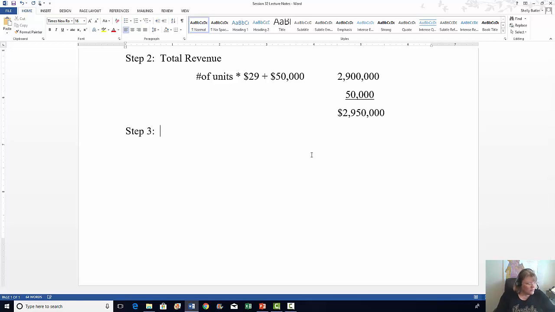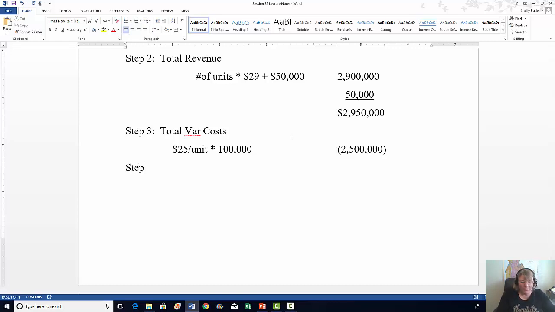And then step 3 is total variable costs. And the total variable costs were $25 per pot. Okay, per unit, $25 per unit. And it is multiplied by the 100,000 units. And that gives us 2,500,000. And that is a cost, so we will have it in parentheses, an outflow.